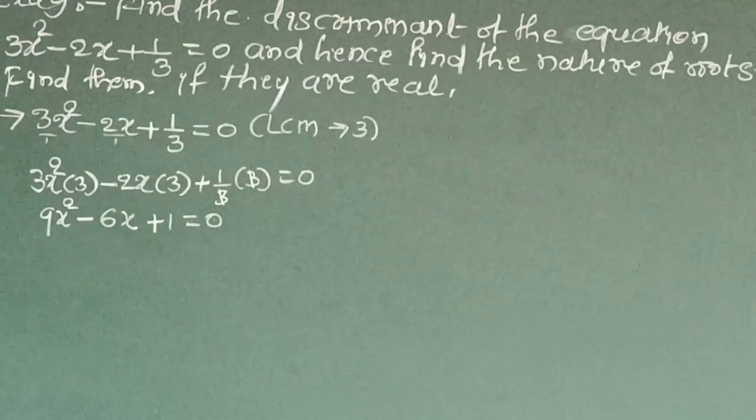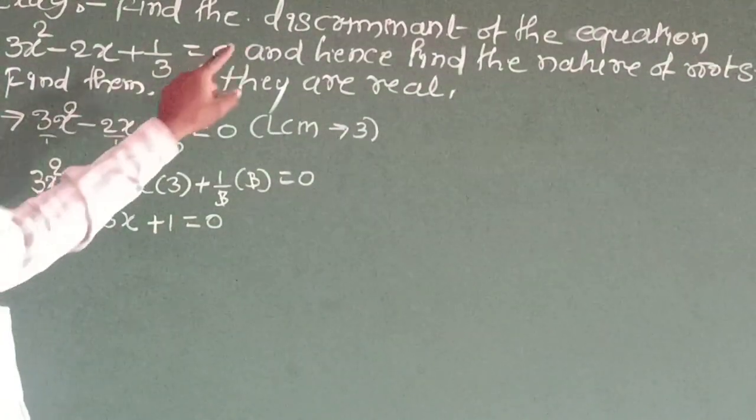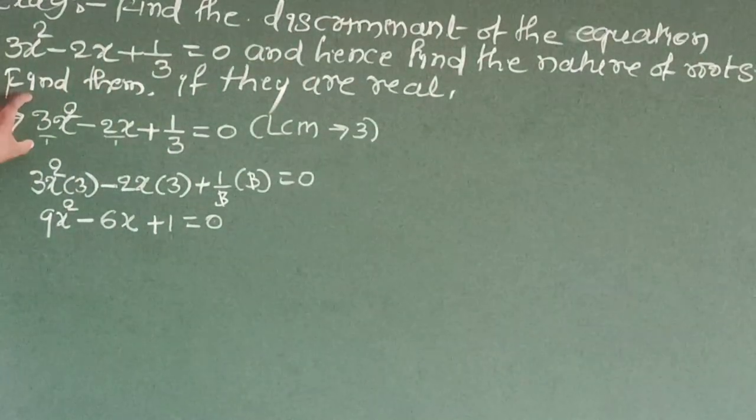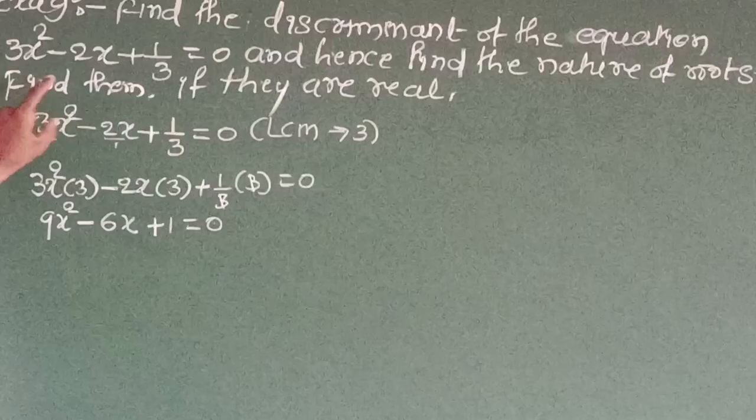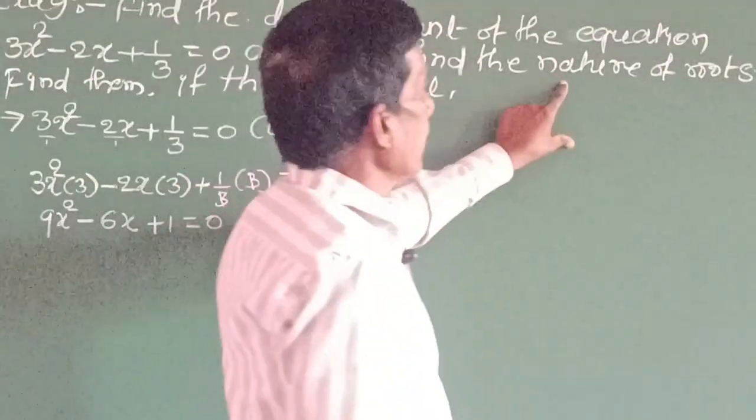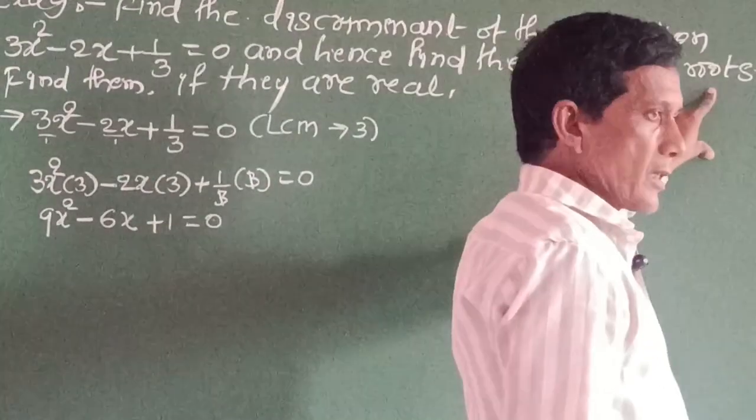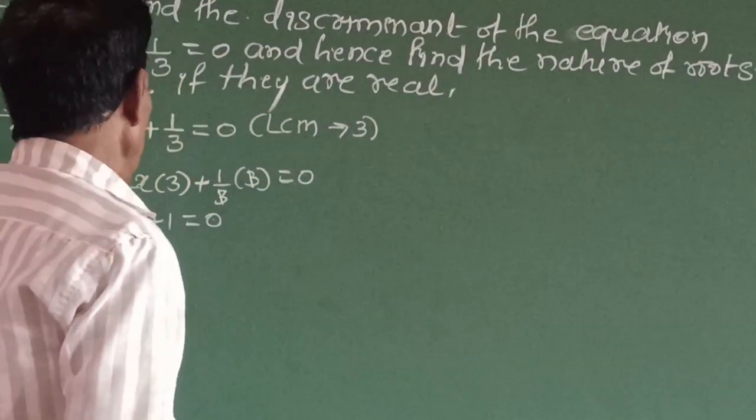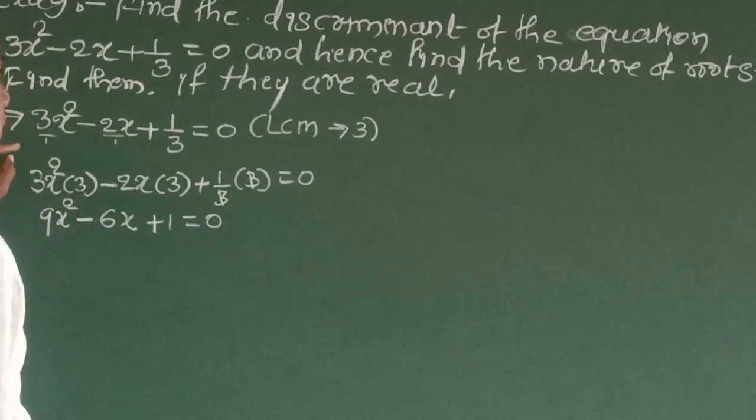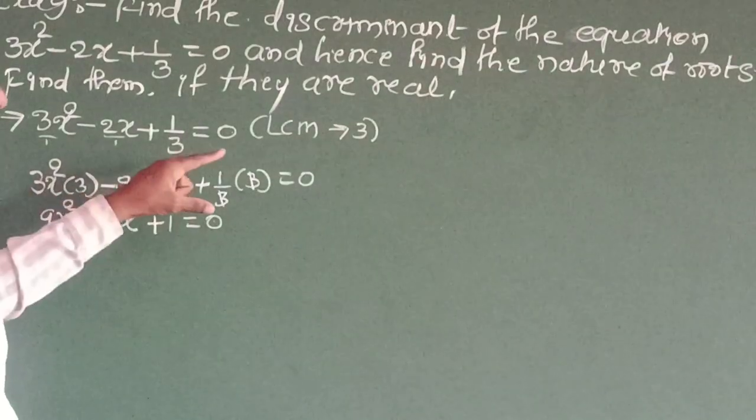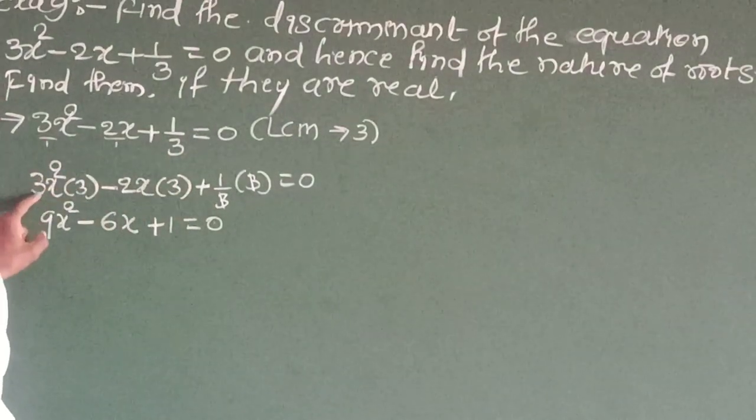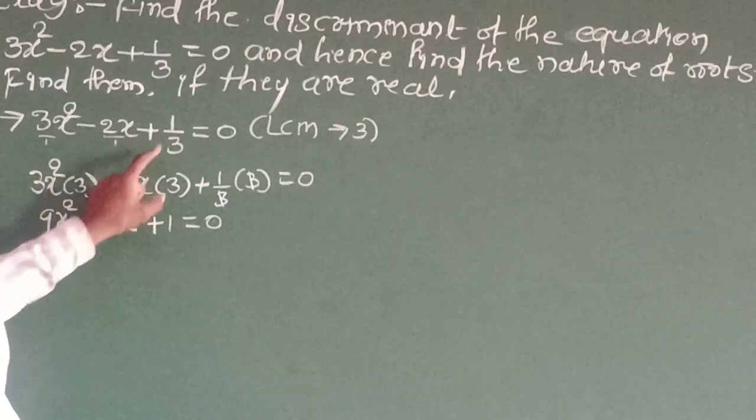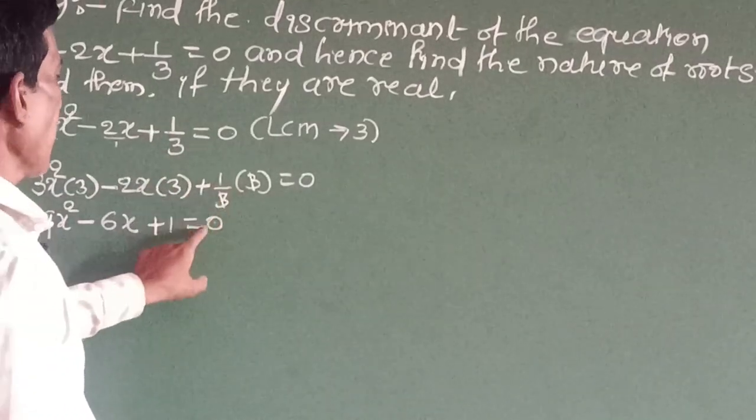What is the question given? Find the discriminant. Finding the discriminant is always easy, because the next question is the nature of roots. So first you find the LCM of the equation and multiply every term by the LCM. 3x square, 3 threes are 9x square, and 2 threes are 6x, 1 by 3 times 3, the 3s cancel, remaining 1.